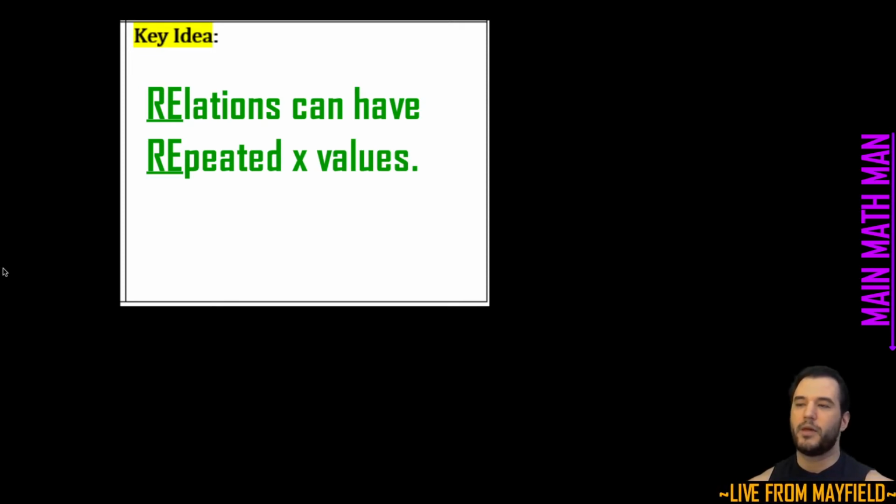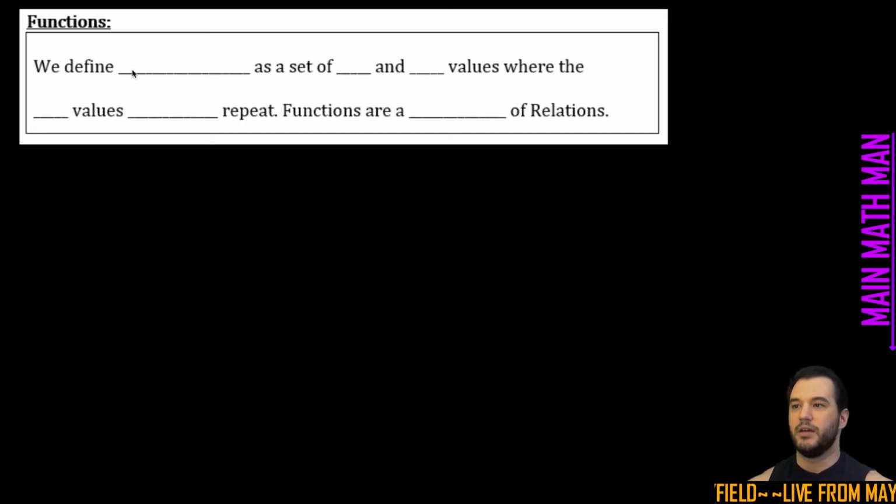So now, what about the other form, or the other way to do this? Well, you could say functions we would define as a set of x values, and you've got to pair them up with those y values too. However, the x values cannot repeat. So that means that functions are a subset of relations.